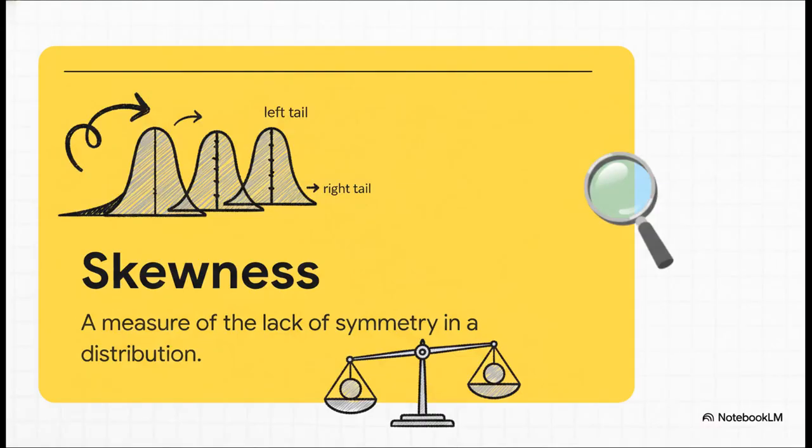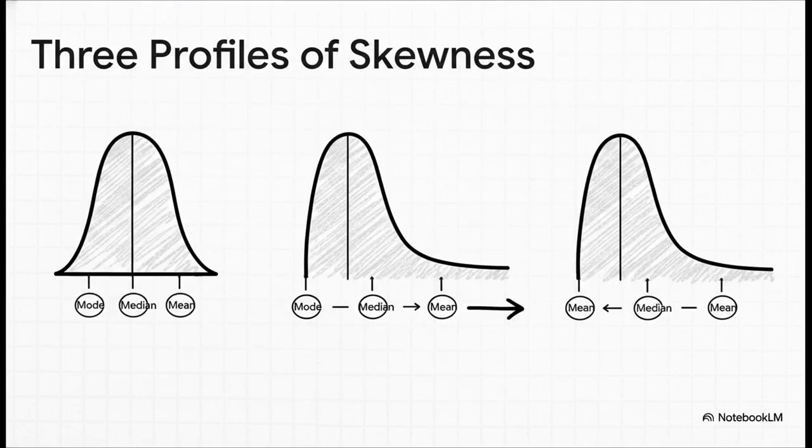The best way to think about it is, we're checking to see if our data has a limp. Is it perfectly balanced and symmetrical, or is it kind of lopsided, leaning more to one side? Skewness tells us if there's a bias, a pull in one direction, and that can be a super important clue. So there are basically three profiles we're looking for.